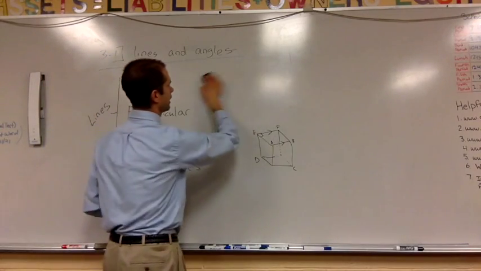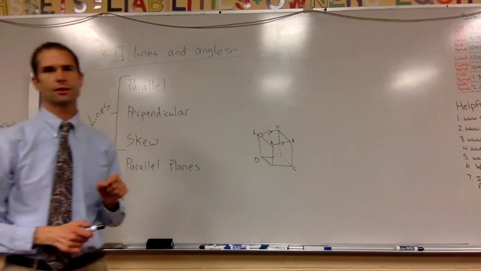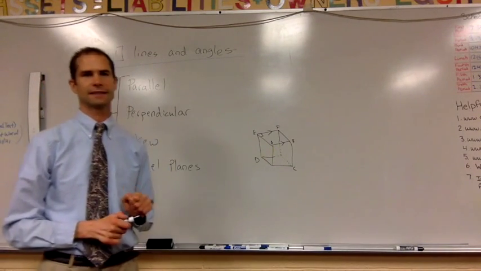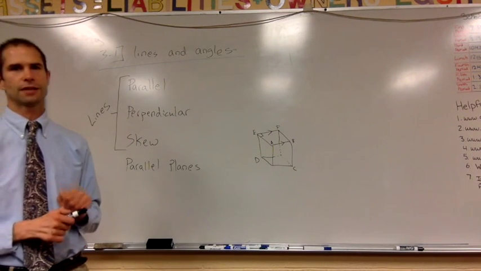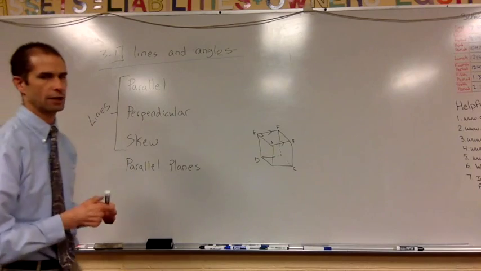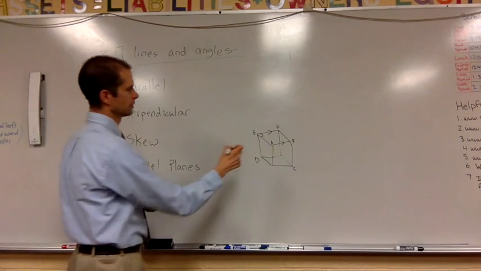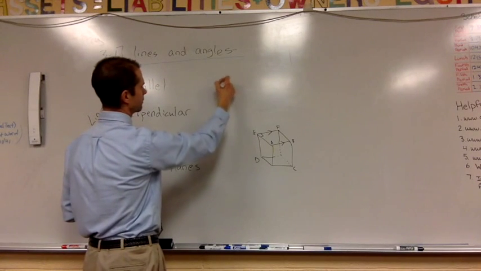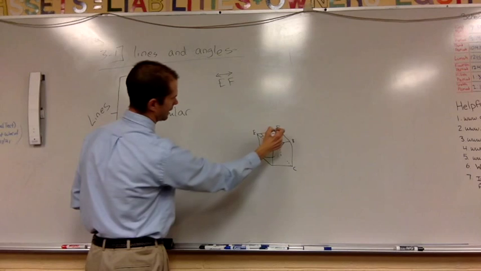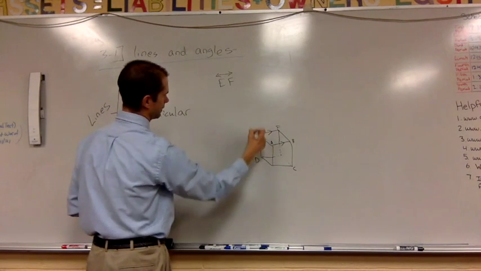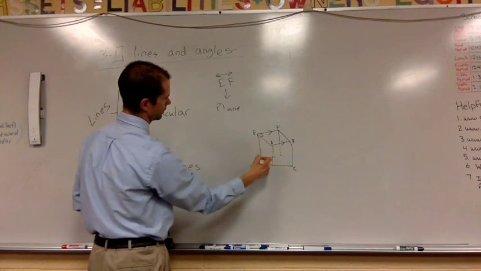The last one of the lines are skew lines. These are lines that do not exist in the same plane, and they will never touch each other. They are not parallel lines. They exist in different planes. For instance, EF, on our example here, EF is on plane DEF.